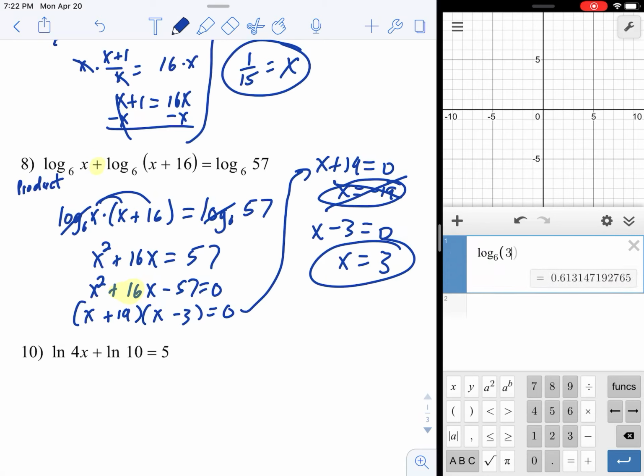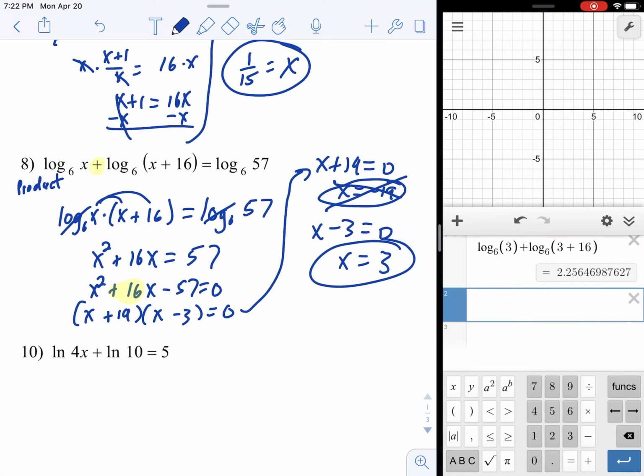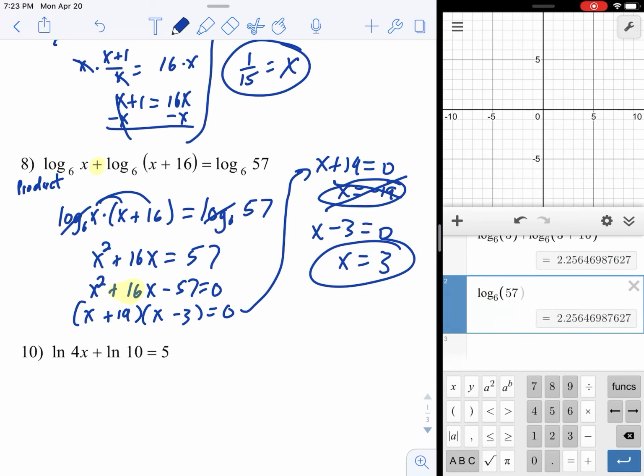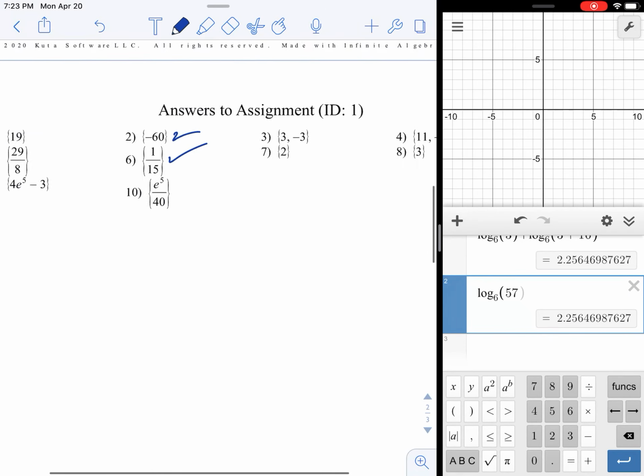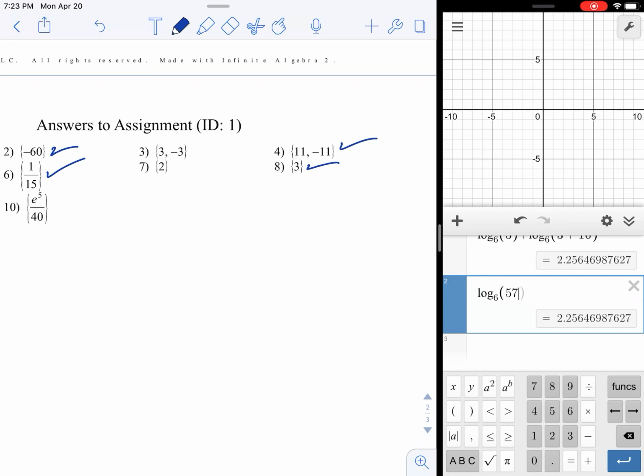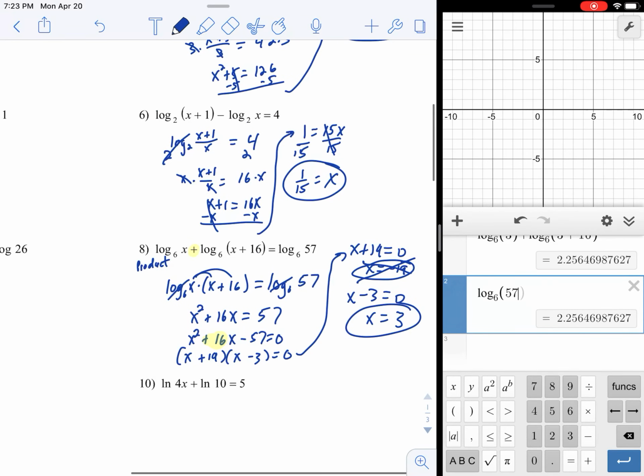Log base 6 of 3 plus log base 6 of 3 plus 16. Then the other side of the equal sign, log base 6 of 57. They equal each other, so 3 is a good answer. 3 is the only good answer for number 8. And there it is, just 3. So that negative 19 created an error. That means it was an extraneous solution.